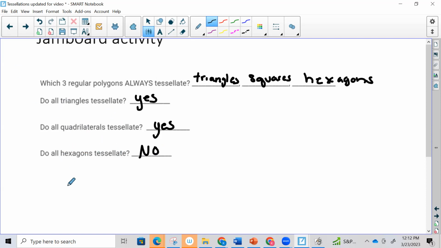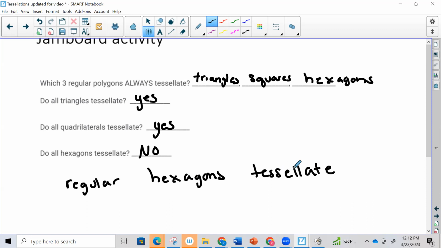And then again, regular hexagons tessellate, and an irregular hexagon may or may not. They recently found an irregular pentagon that tessellates. You can look it up on the internet if you're interested. So some pentagons tessellate, but not every one.